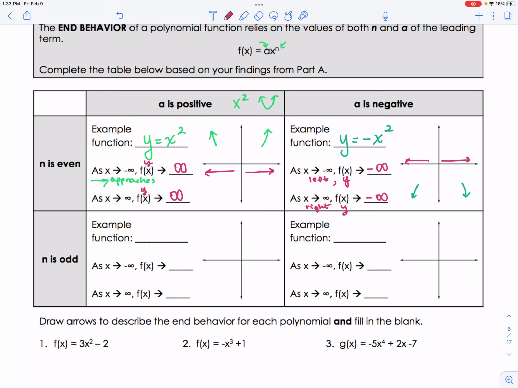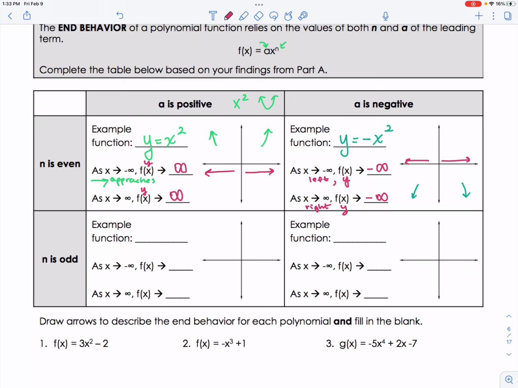Next, we have a negative x to the third. So my coefficient is negative, and that exponent of 3 makes it odd. So I know that since I'm negative, and I'm odd, I have to think of a negative slope. So what does a negative slope of a line look like? It looks like this, which means my end behaviors are just going to look like that.